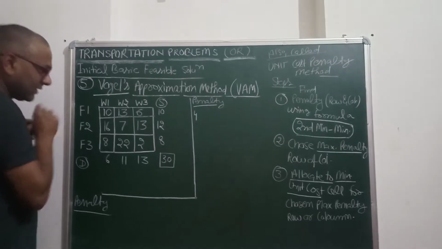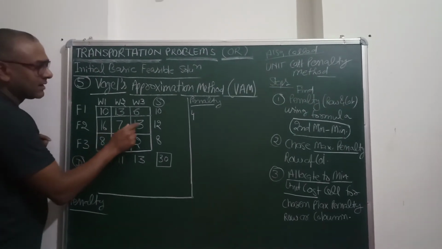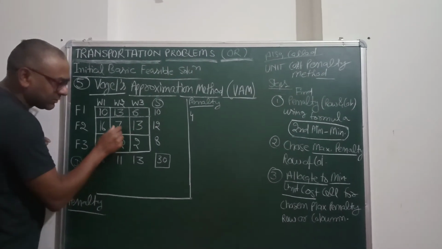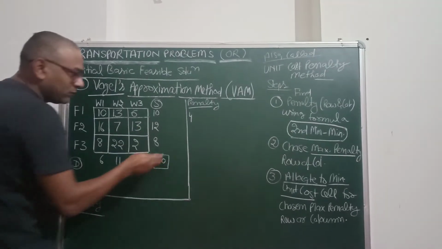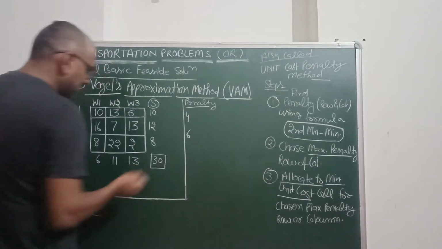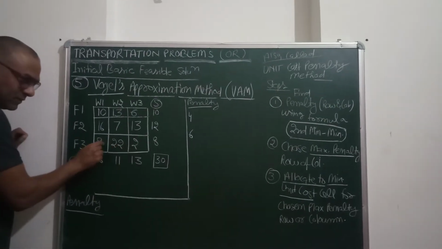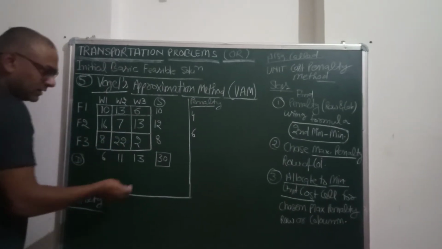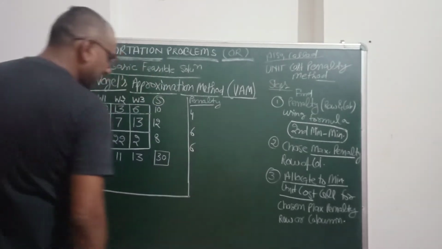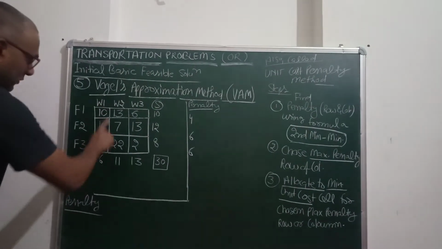Similarly, proceed to the second row. The minimum value is 7 and the second minimum value is 13. So subtract 7 from 13 and you will be having 6. Similarly, proceeding towards the third row, minimum value is 2 and the second minimum value is 8. So subtract 2 from 8. The answer is 6. Okay. Similarly, we have to find the penalties for the columns also.